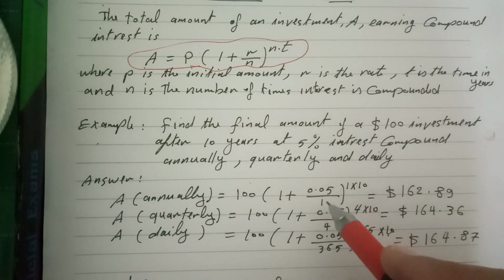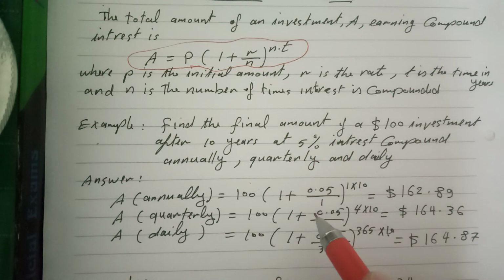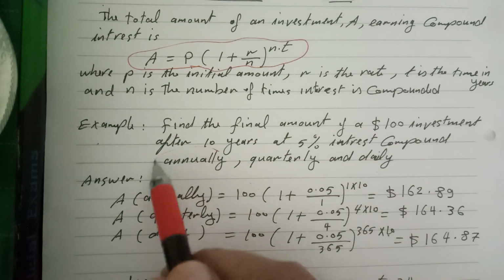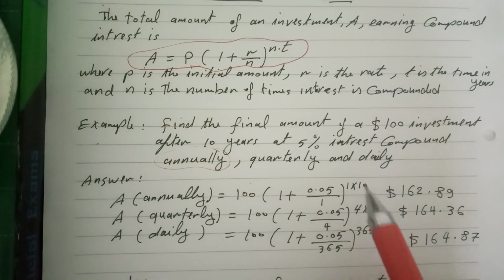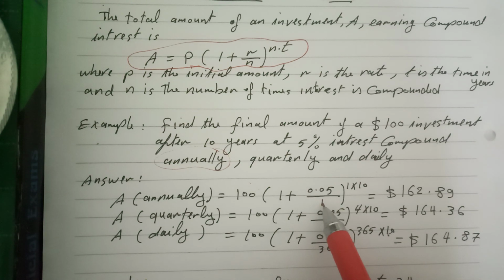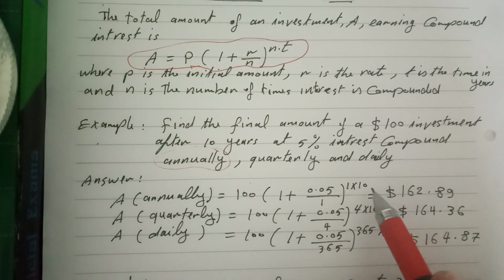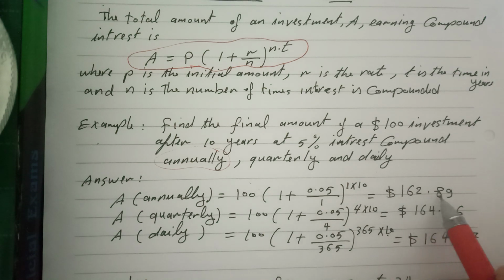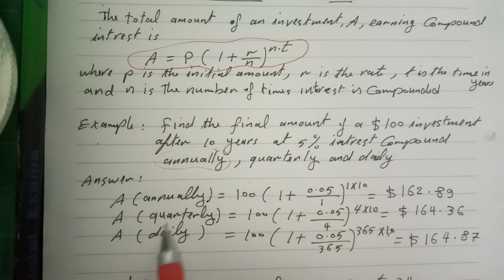N is the number of the compound per year. For example, if we take annually means in the same year, just once a year. So we put here 1 and 1 here. This is the N, representing the N. And T is the number of years. Means I want to calculate this after 10 years. So the sum of money will be 162.89 after 10 years.